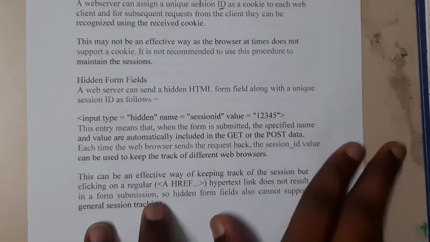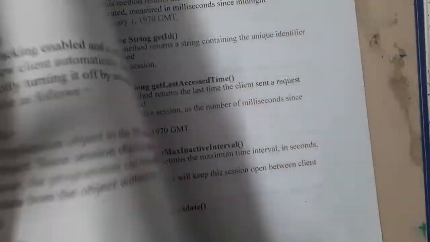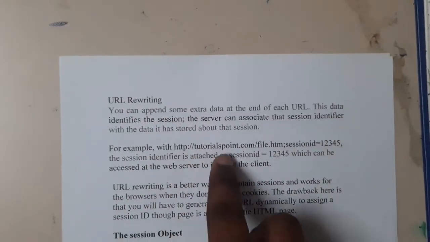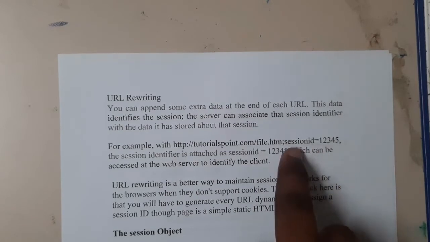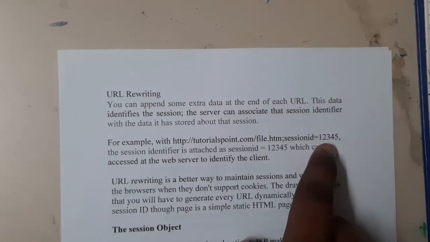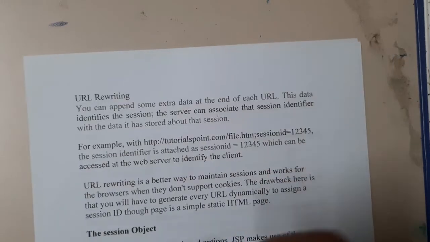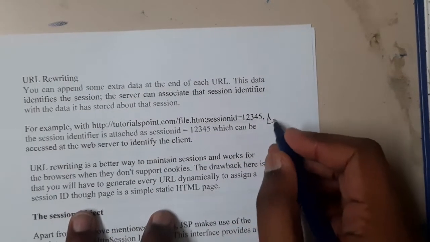Just give me a second, guys. Similarly, we are also having URL rewriting. If you recall, inside the URL only we used to write the details, like session ID equal to 1234. Assume that you are having another parameter, age equal to 20, so you'll be writing an ampersand symbol and then age equal to 20. Done, that's it.